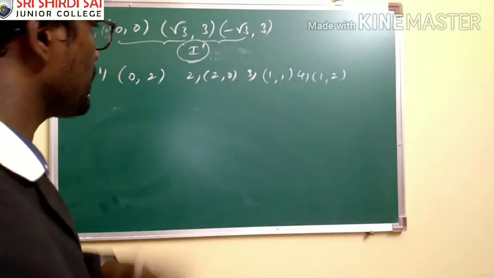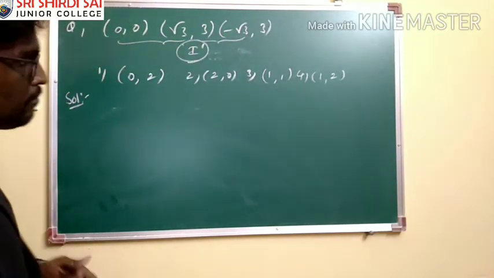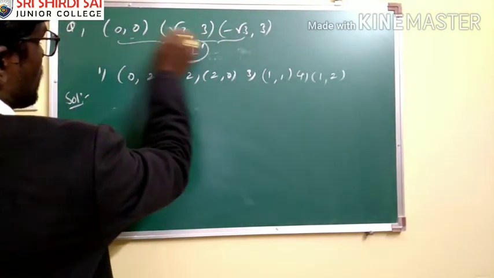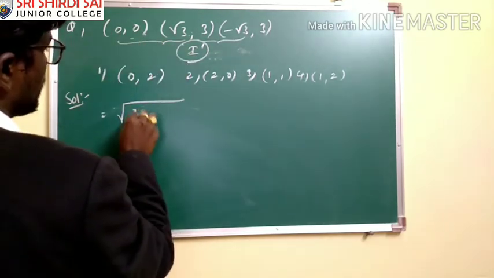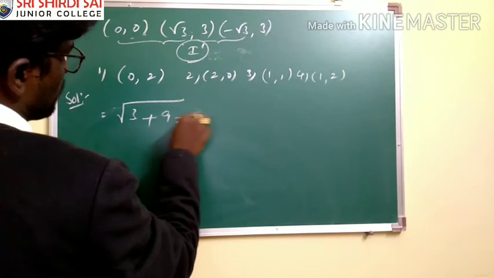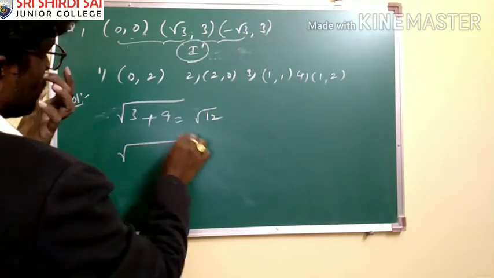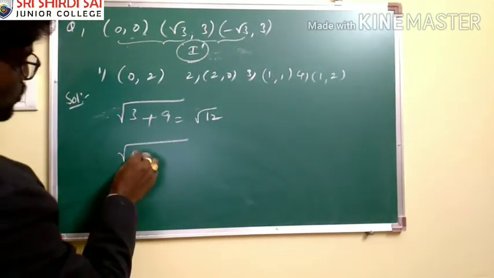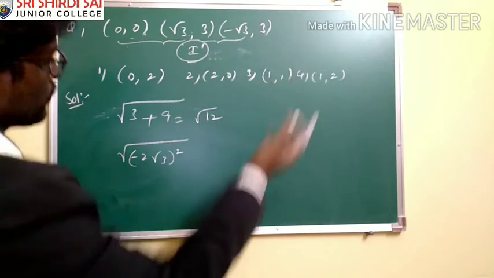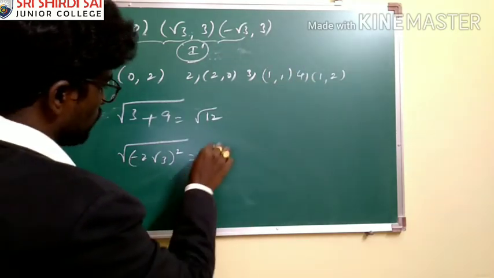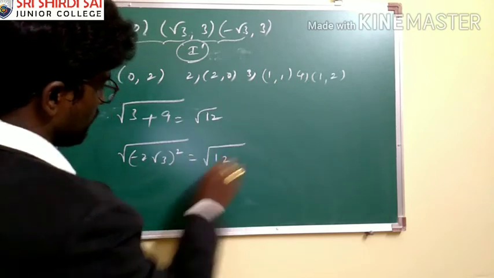That's the reason. First let me justify how it makes an equilateral triangle by taking the distances. What is the distance between these two? Square root of (root 3 minus 0) whole square, 3, plus (3 minus 0) whole square, 9, which is equal to root 12. One length is root 12. And the distance between the other two: (minus root 3 minus root 3), minus 2 root 3, whole square, and (3 minus 3) whole square, 0. So that gives the square root of 12.